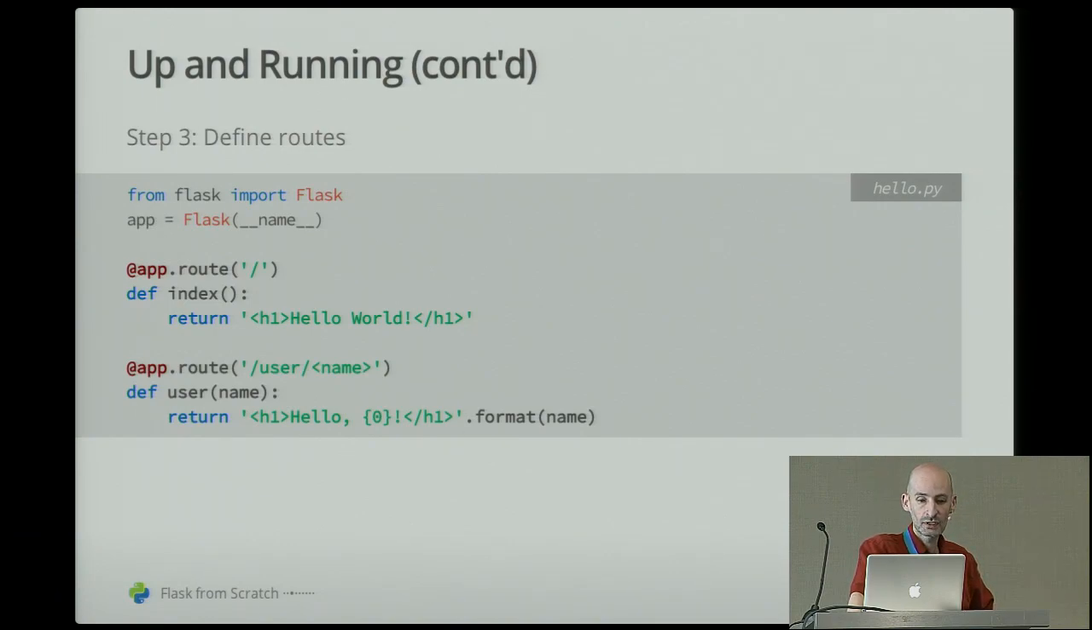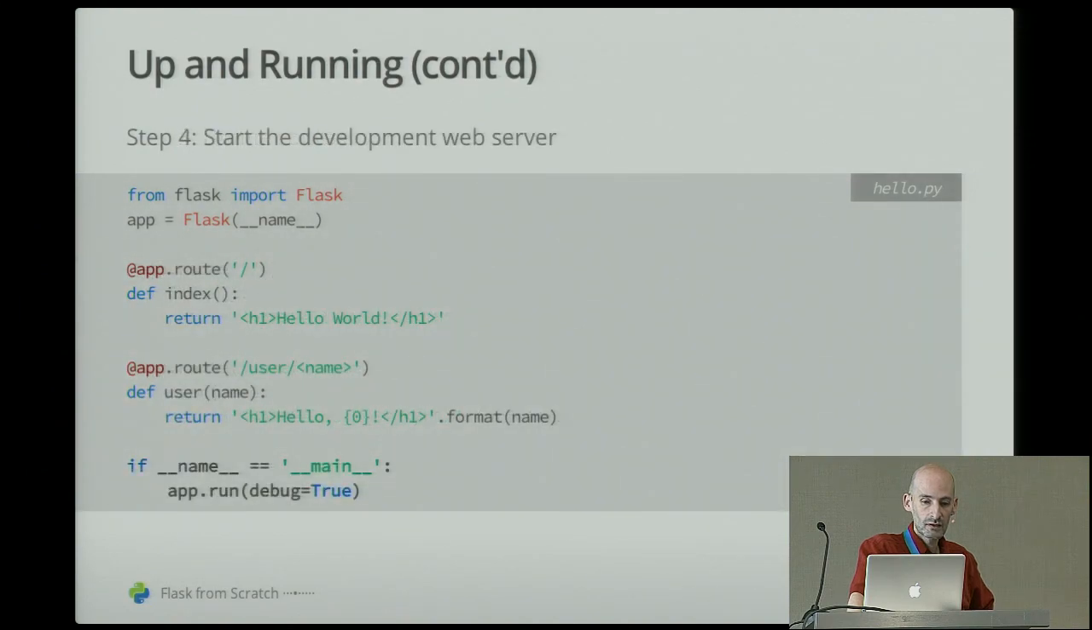In this case, I have two. The second one has a dynamic component, which is that name between angle brackets. That means that Flask will match anything the client types in that space, and then it will give it to me as an argument to my function so that I can use it. The third part is that you start the server, and this is what you do when you are developing. You start the development server, and that basically starts everything.